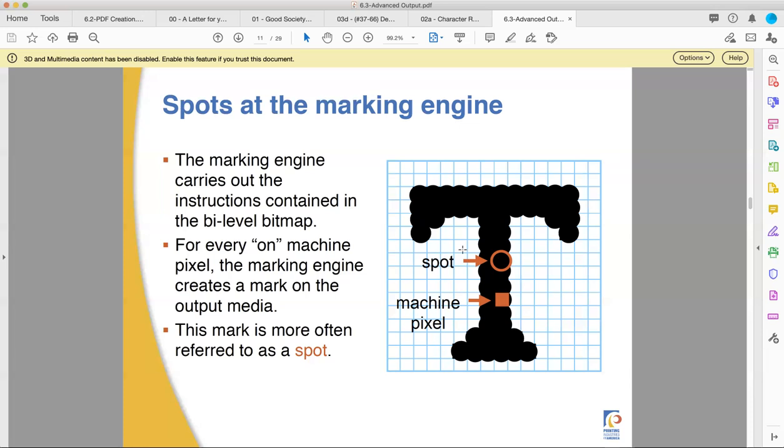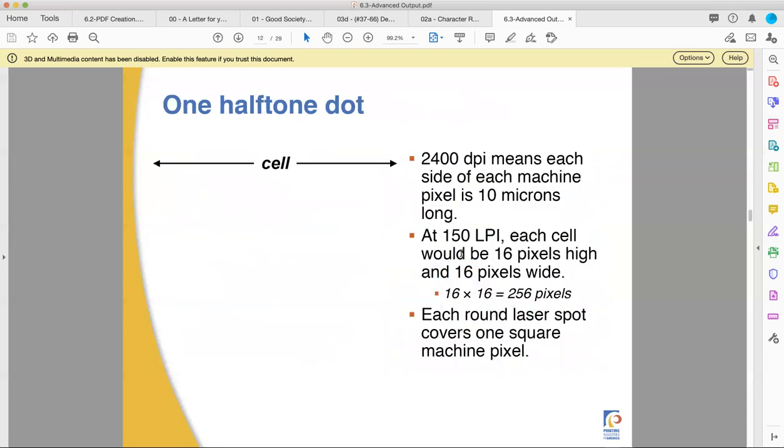Anyways, so these spots shoot each one of the machine pixels that would have been an on spot. The 2400 dots per inch means each side of the machine pixel is 10 microns long. At 150 lines per inch, which is kind of what you think of as 300 dots per inch, if you remember your Nyquist theorem, we're looking at 16 pixels by 16 pixels. Now 16 and 16, those are already pretty computer happy numbers, but when you multiply them together, there's our old friend, 256, coming back to say hello. 256 pixels. Each laser spot covers one square of one machine pixel.